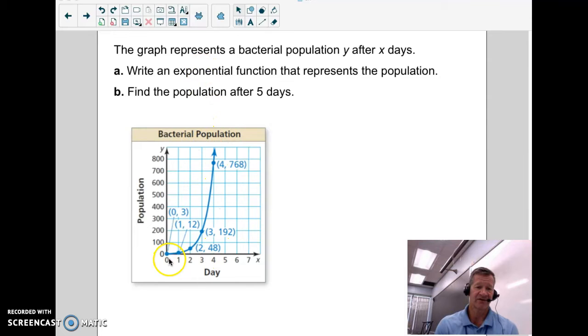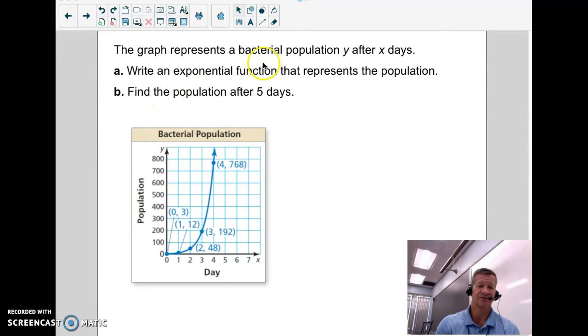If you look at the graph, after days 1, 2, 3, 4, 5, 6, 7, these are the populations, okay? At day 0, the population of bacteria was 3. After 1 day, the population was 12. 2 days, the population was 48. 3 days, the population was 192, and at 4 days, the population was 768.